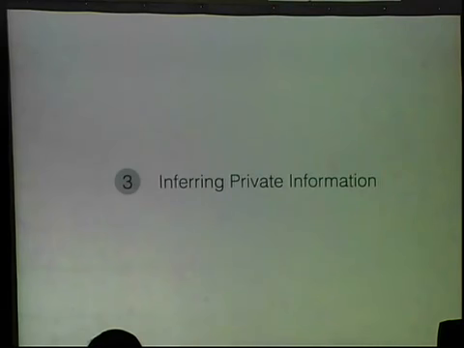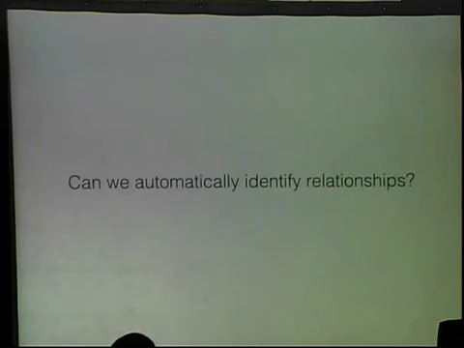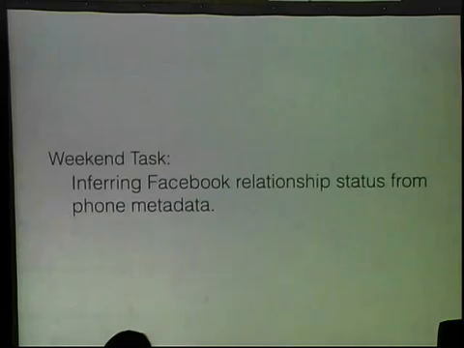Now I want to turn to inferring some private information about phone users. One experiment we ran was trying to identify relationships automatically. And so we took as a fun little weekend task inferring folks' relationship status just from their phone metadata. It turns out if you know someone's in a relationship, figuring out who they're in a relationship with is really trivial. It's like the person they call all the time. But figuring out whether they're in a relationship is trickier. And so we thought, okay, let's see if we can figure it out just using automated graph analysis.